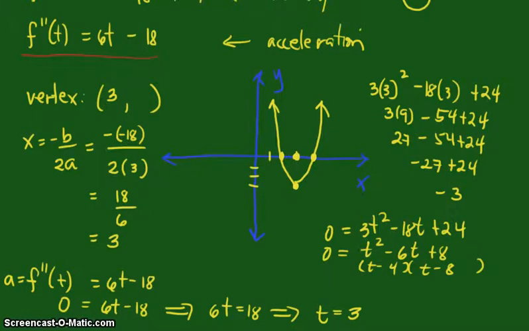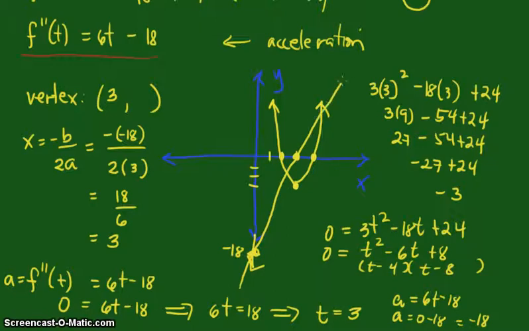And then to get the y-intercept, you do the same thing, but this time, from acceleration, f double prime of t as 6t minus 18, you make t equal to 0, and this will be 0 minus 18, which is negative 18. So let's just assume that this is the negative 18. If you graph the line, it should pass through the two points that we obtained.